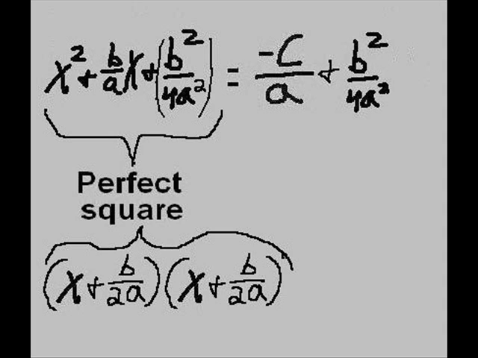Those are the factors. Huh. They are? Are you sure? Well, okay, here's the proof. Let's take those two factors, multiply them by each other, and see if we get back our x squared plus b over a times x plus b squared divided by 4a squared.